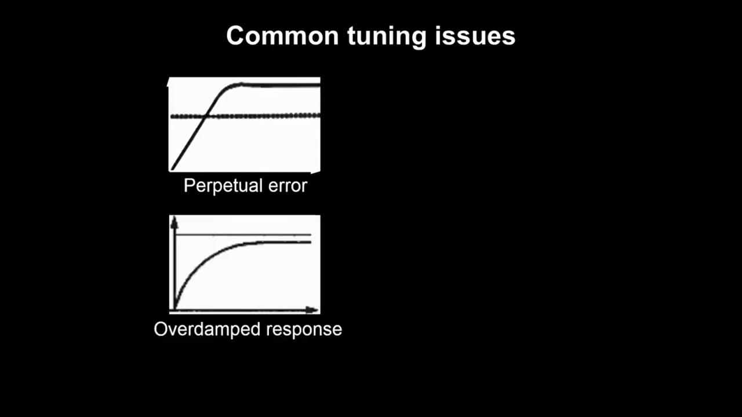We can have what might be called an overdamped response. Maybe we've limited that steady state error, but we have such a slow acting loop that we may want to tune it so it has more of a quick acting or more of a robust front end to it.